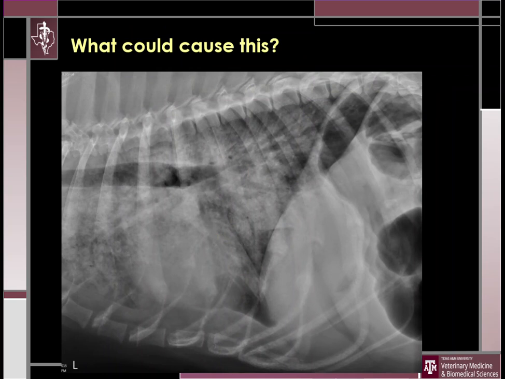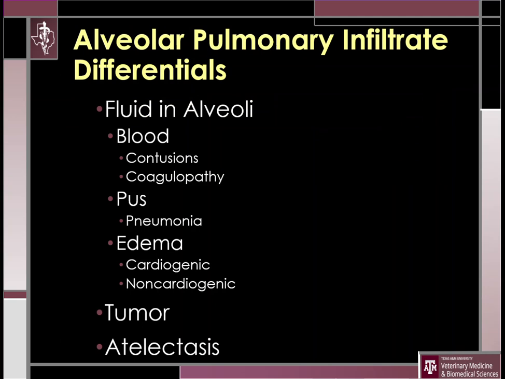What could cause this? Anytime we have an alveolar pattern, we tend to think about fluid in the airways, or fluid in the alveolus. The types of fluid are basically blood, pus, or edema. You can sometimes have tumors and atelectasis that will cause the alveolar pattern as well.